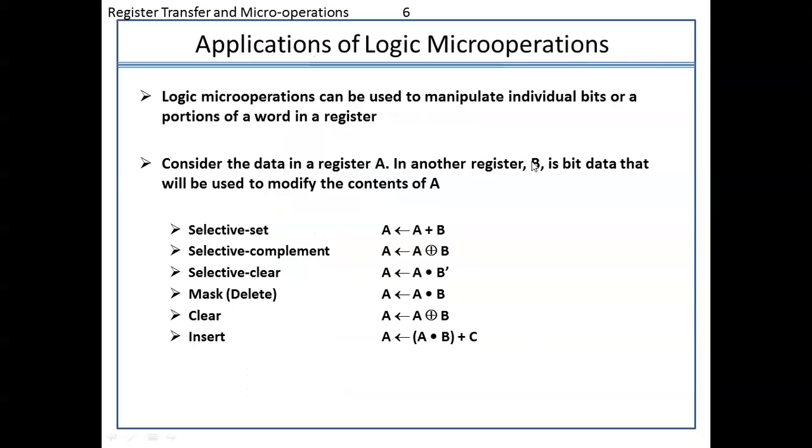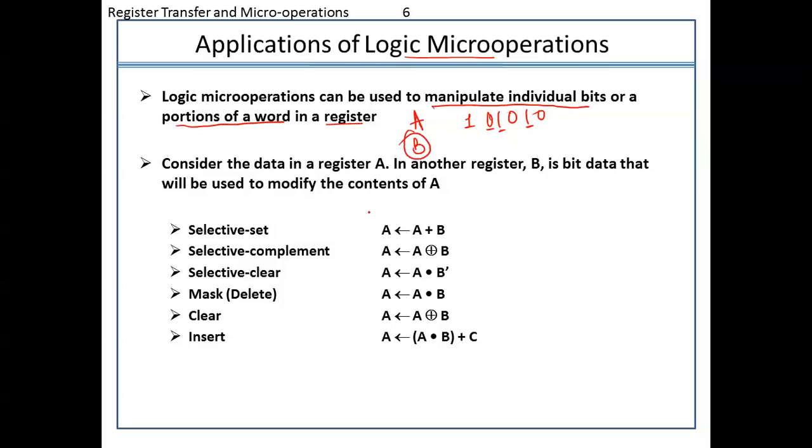Now let's understand where we are using the logic micro operations. I said earlier that logic micro operations are basically used for manipulating the bits in the register. Logic micro operations can be used to manipulate individual bits or a portion of a word in a register. The idea here is that if in a register A the data present is like this, and I want to change the values, then how could it be done?